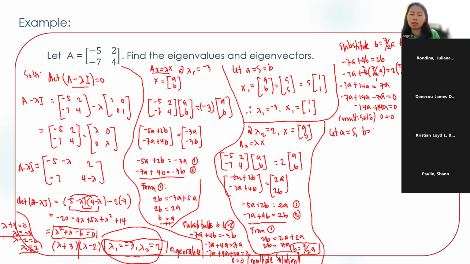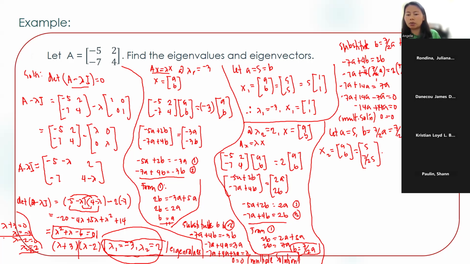If your B is 7 over 2A, this is equal to, if your A is S, then your B is equal to 7 over 2S. Right? So we have A and B now. For your x2, we have A and B. This is equal to S times 7 and 7 over 2S. Right? We factor out this one.